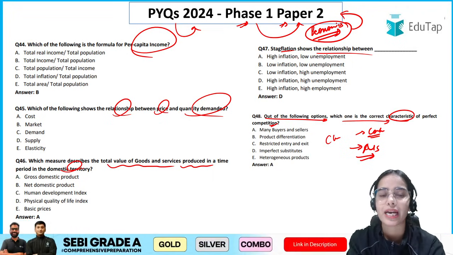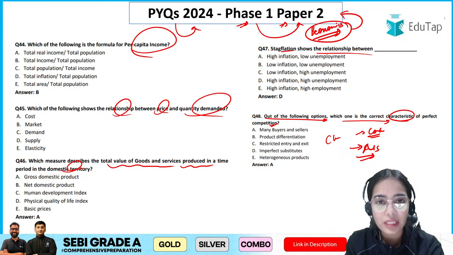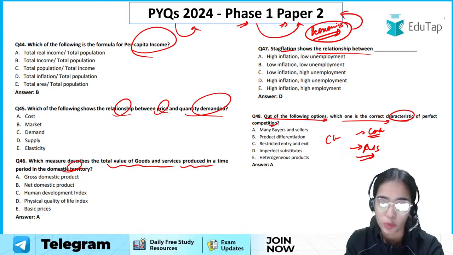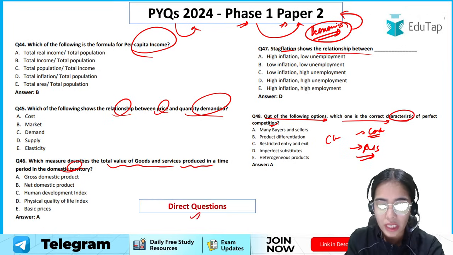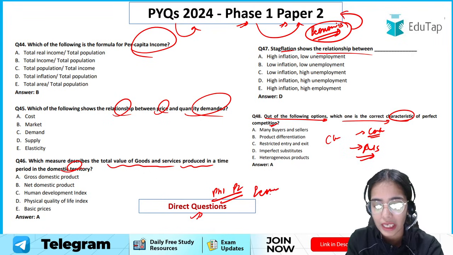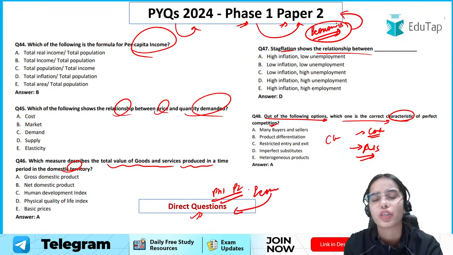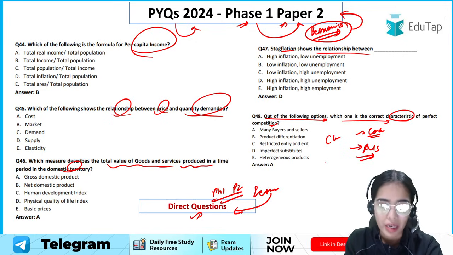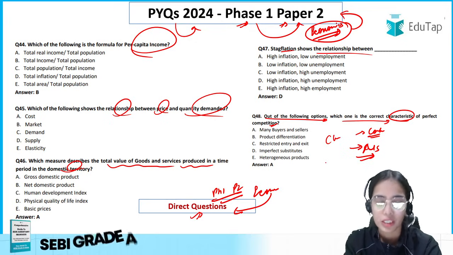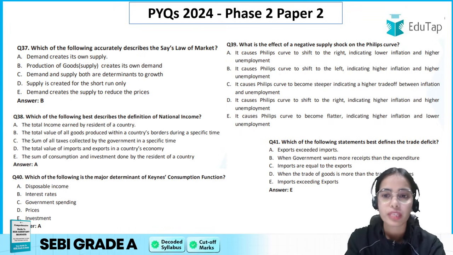If you know the basic idea of the chapters, if you have done the basic coverage, you will be able to answer these questions. Okay, so direct questions are there in the phase 1 paper 2 from economics. There are direct questions that are not very difficult. You will be able to do them in an easy manner if you have studied the basics of the chapters. Okay, now coming to phase 2 paper 2.